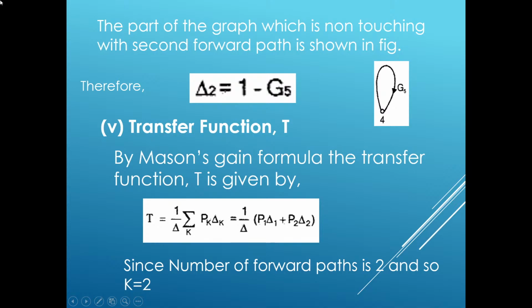Now let us use Mason's gain formula to determine the transfer function. Transfer function T is equal to 1 by delta into sigma k pk delta k. You can expand it and write it as 1 by delta into p1 into delta 1 plus p2 into delta 2.